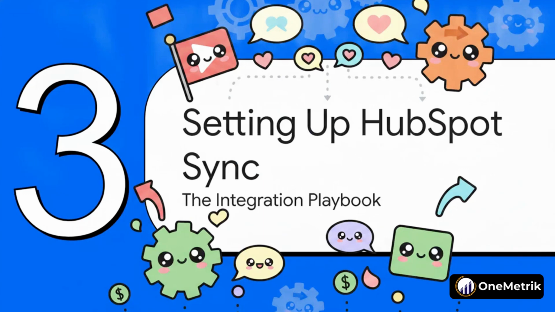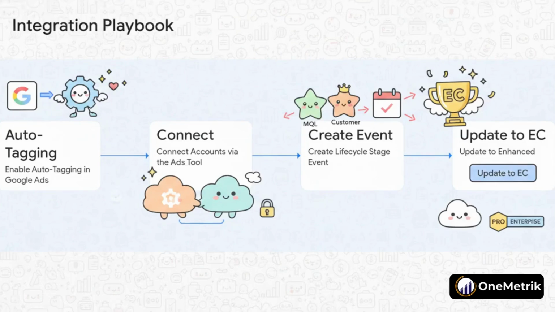Let's move on and see how this builds in Section 3, setting up the HubSpot sync, the integration playbook. Here are the 4 core technical actions you need to take. First, enable auto-tagging in Google Ads. This ensures the GCLIDs actually generated in the first place.